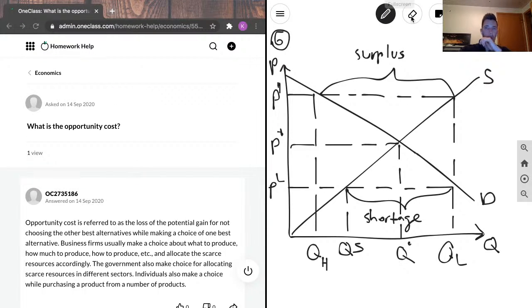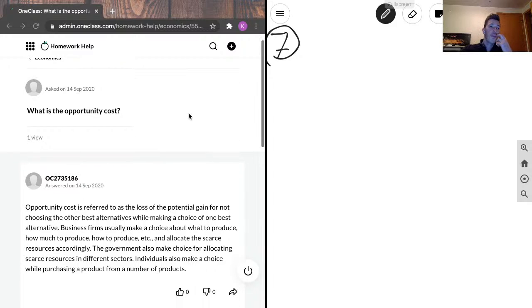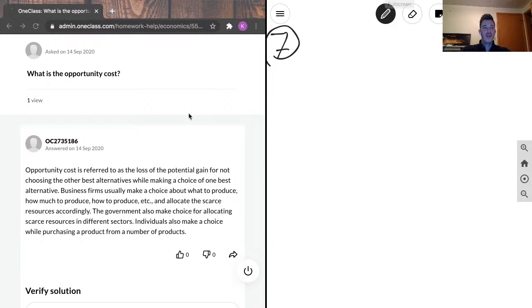Moving on to question 7. Question 7 reads, what is the opportunity cost? And our junior tutor has written that the opportunity cost is referred to as the loss of the potential gain for not choosing the other best alternatives while making a choice of one best alternative. Business firms usually make a choice about what to produce, how much to produce, how to produce, etc., and allocate these scarce resources accordingly. The government also makes a choice for allocating scarce resources in different sectors. Individuals also make a choice while purchasing a product from a number of products.